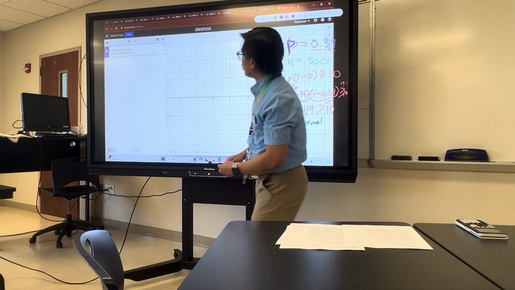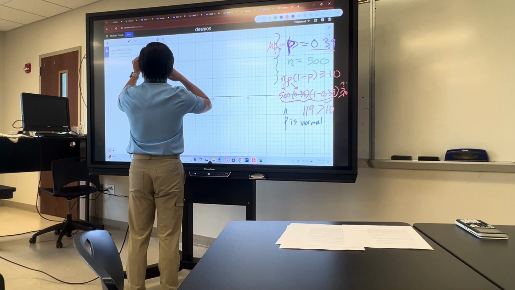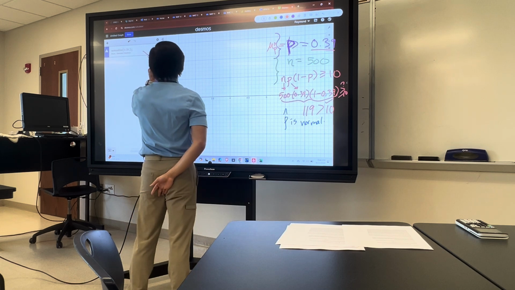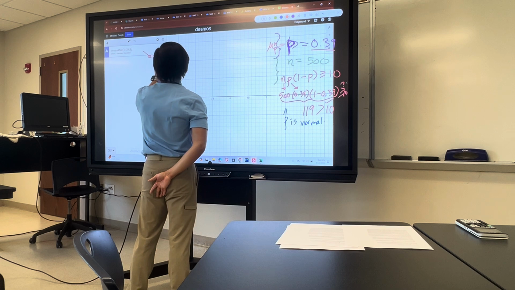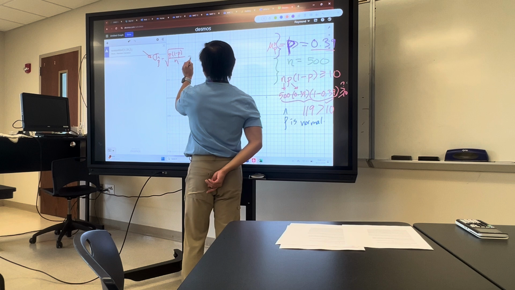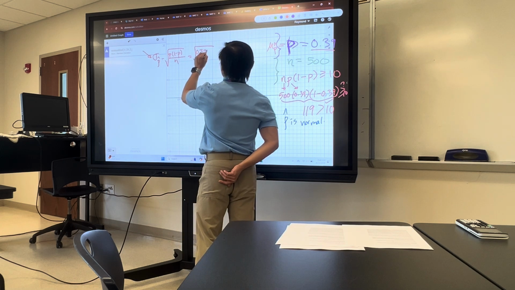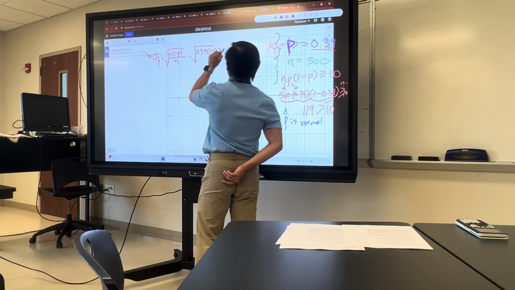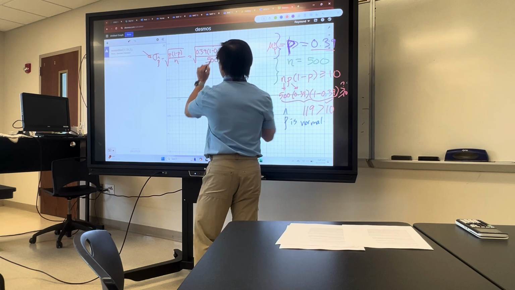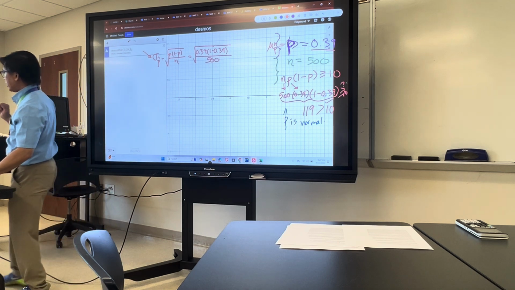Next one. What is our standard deviation? What's our formula for that one again? Sigma p hat is equal to the square root of p times 1 minus p, all over n. So what's that going to be? Square root of, what's your population proportion? 0.39, 1 minus 0.39, all over, what's your n again? 500. So I'm just going to type it in there for the standard deviation formula.